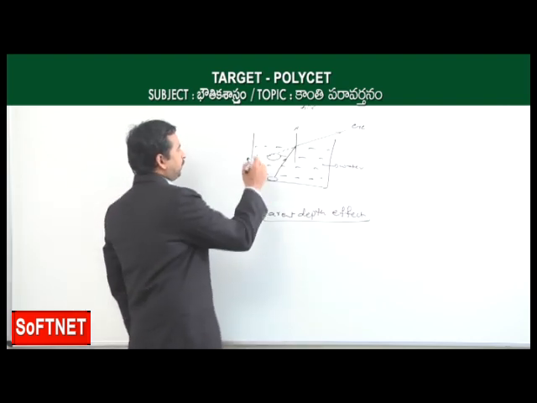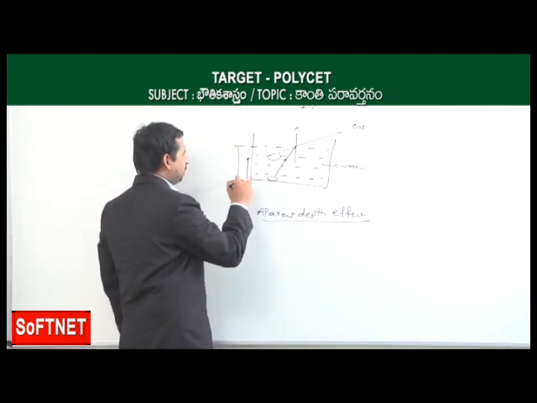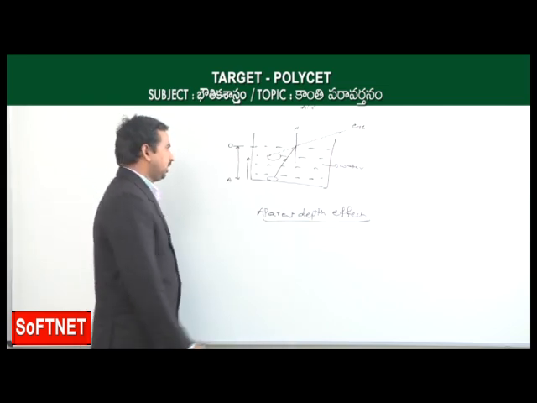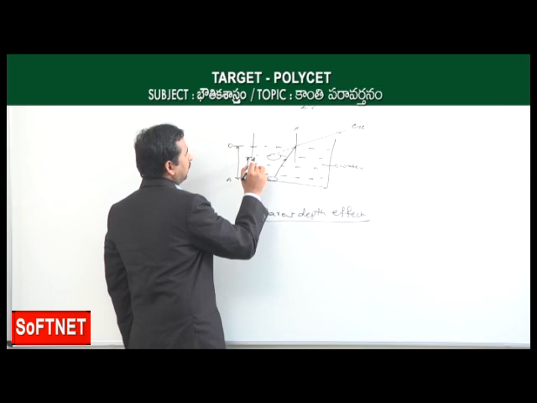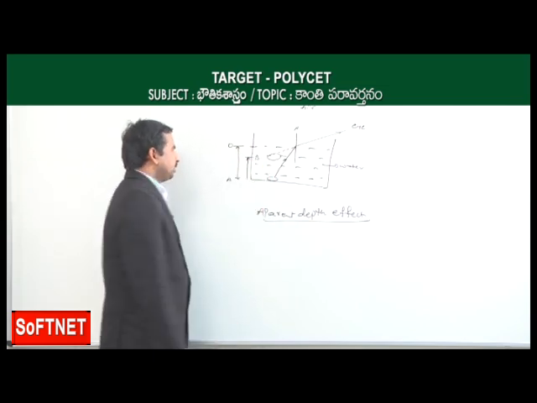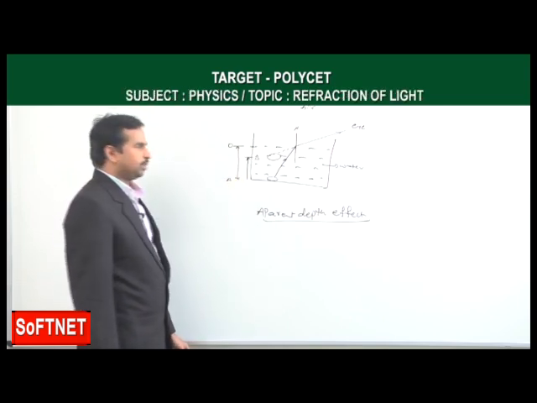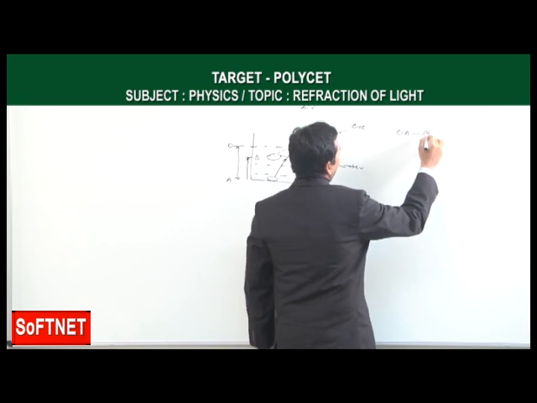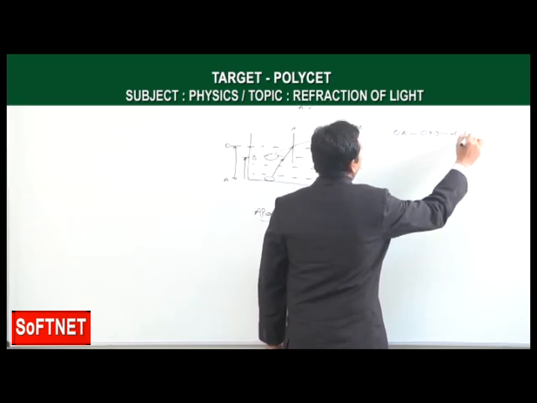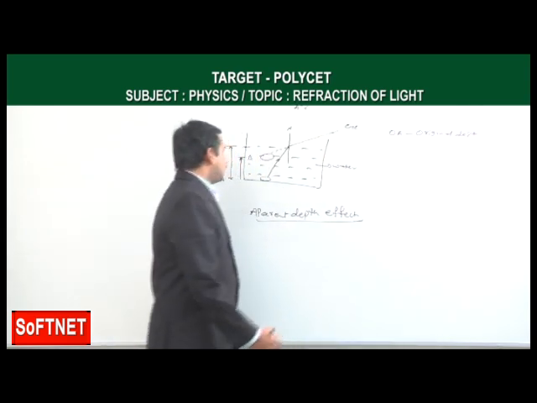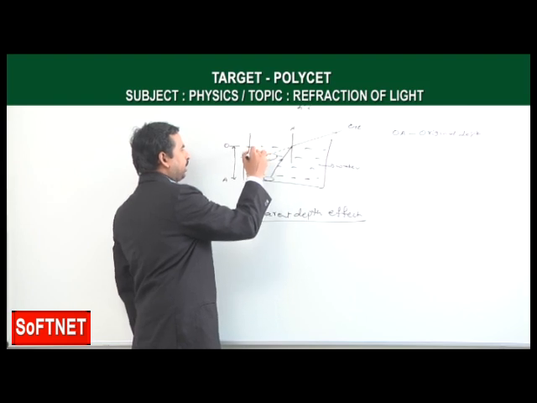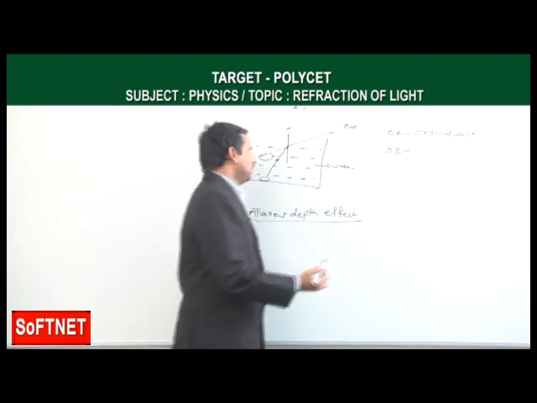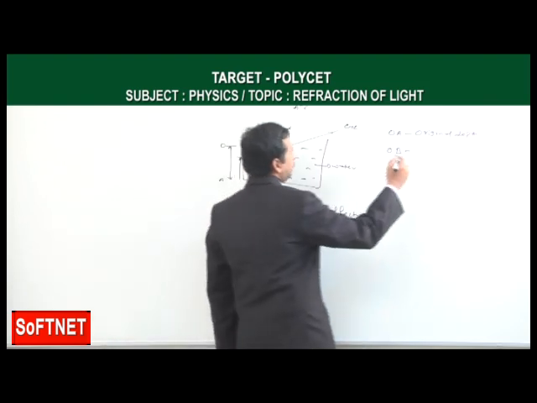Let us suppose the original depth is OA, from O to A, and let this other point be B. Then AB is the amount raised. So OA is the original depth, whereas from the surface you can see the coin at OB. So OB is the apparent depth.